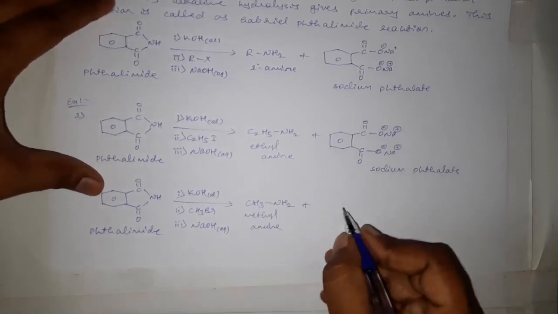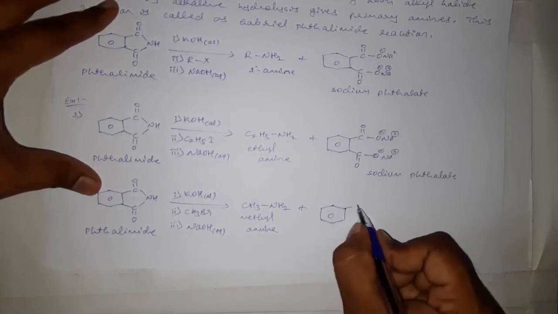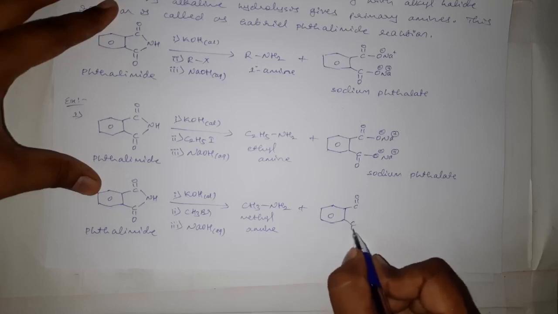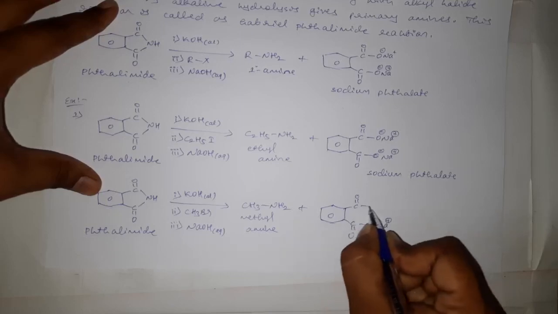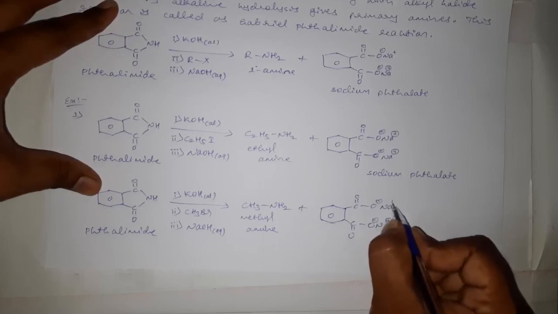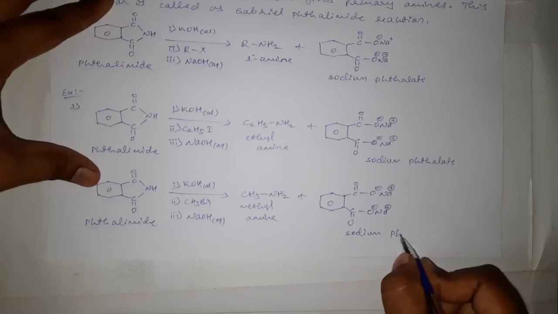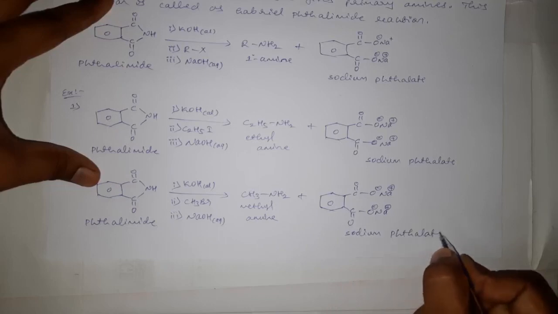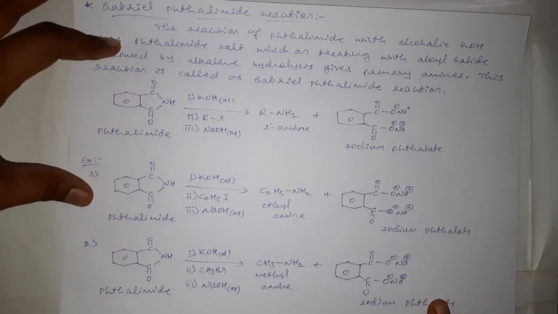Okay, and another byproduct is C double bond O, O minus Na plus. This is sodium phthalate. Okay, this is Gabriel phthalimide reaction.